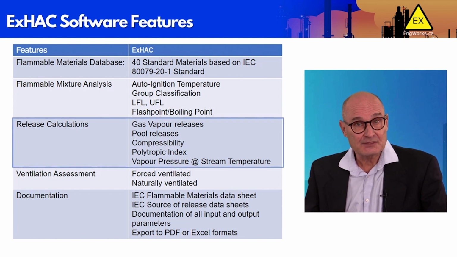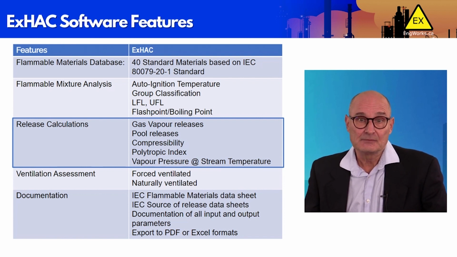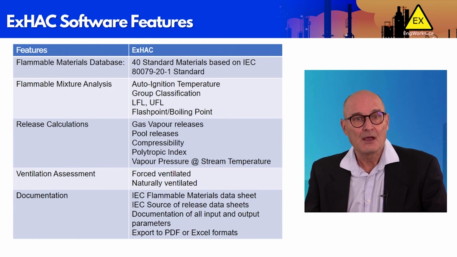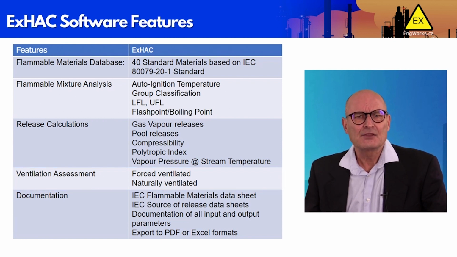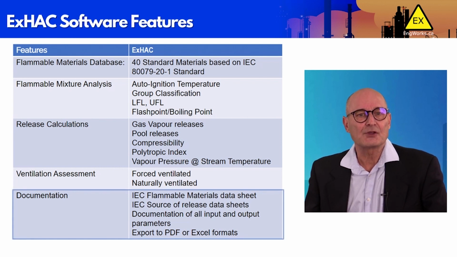We can accurately simulate gas and pool release behavior by calculating compressibility, the polytropic index, and the vapor pressures of flammable materials at process temperatures. Our ventilation assessment module can handle both forced ventilated and naturally ventilated enclosure applications. And finally, the software provides a complete summary of your analysis in an IEC standard format. Reports can be exported in a PDF or Excel format for record-keeping purposes.